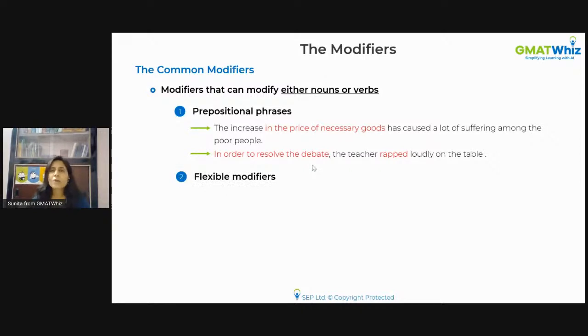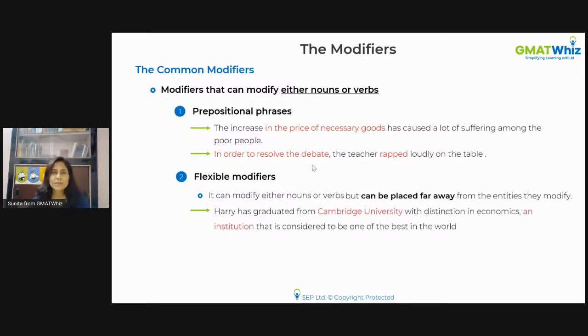Flexible modifiers, I'm going to talk more about it later in the course. Right now, let me just mention that flexible modifiers are modifiers that can modify either the noun or the verb. And the unique bit about flexible modifiers is that they can be placed far away from the entities they modify, even if it is a noun.